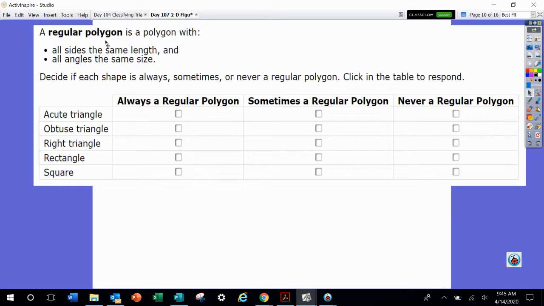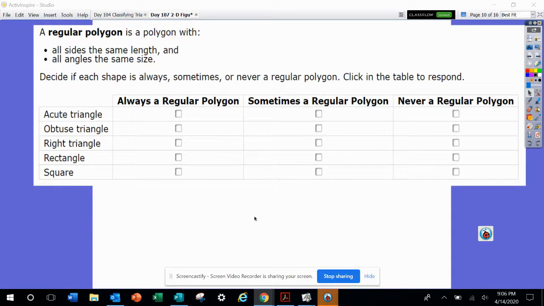Let's look here. A regular polygon is a polygon with all sides the same length and all angles the same size. Okay, so decide if each shape is always, sometimes, or never a regular polygon. Click in the table to respond. Okay, so again, you can point, you can say it out loud, you can write it down, up to you. Okay, so if you haven't paused the video, you can go ahead and do so now. Okay, let's go ahead and see how we did.